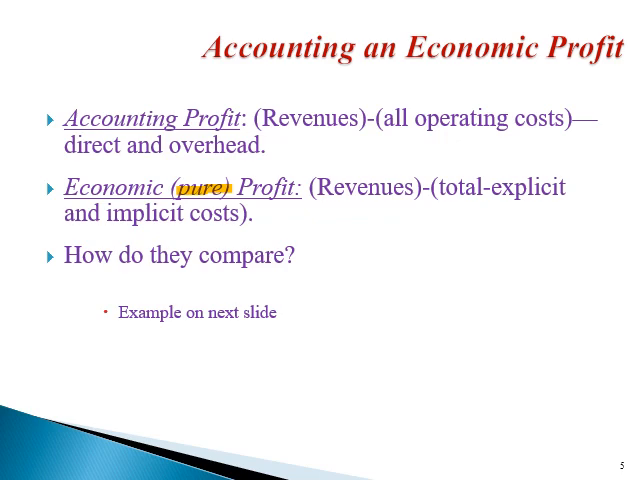In general, economic profit is always less than accounting profit. Because in accounting profit, we include only explicit costs. In economic profit, we include all types of costs, explicit and implicit. So by definition, remember, implicit cost is not included in the accountant's story here. And as a result, in general, economic profit is always less than accounting profit.